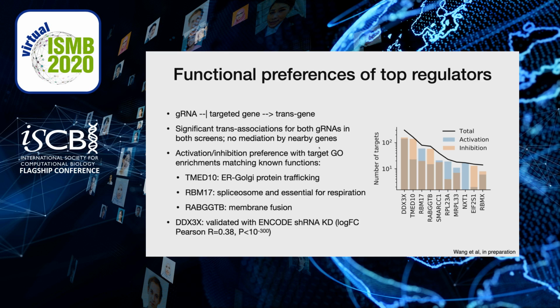In this case, we ended up with a list of gene regulations, but the number of targets for each regulator actually differs a lot. As you can see here, these are the top regulators we found, and many of them show a very strong preference in terms of activation or inhibition roles. We also validated their targets with GO enrichments matching their known functions. At the same time, for DDX3X, which is known to be responsible for mRNA processing, we also validated its targets with ENCODE shRNA knockdown experiments. We found agreement in, for example, Pearson correlation.